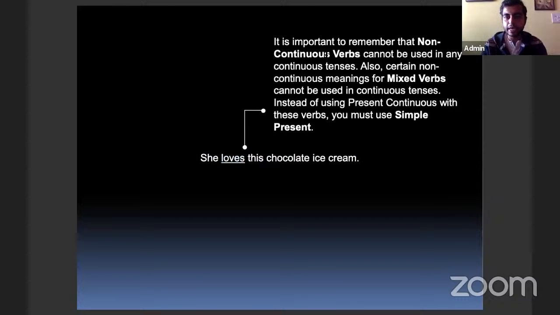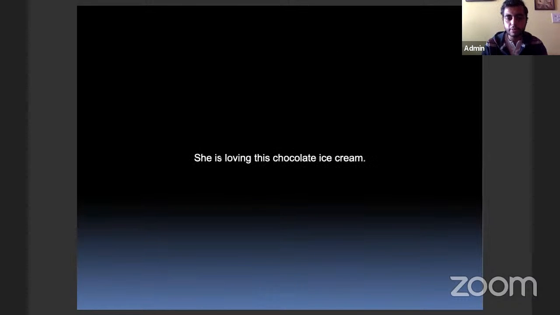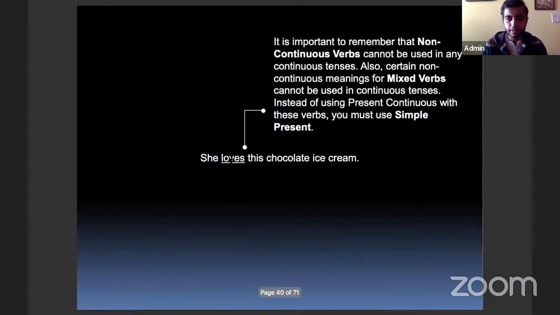Remember that again. Non-continuous verb, Shantanu. You cannot see her loving this ice cream. So you cannot use it in the continuous tense. So instead of using present continuous with these verbs, use simple present. Or in the case of past, what would you have used?